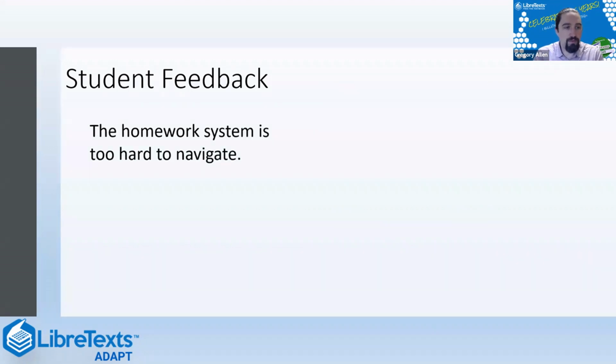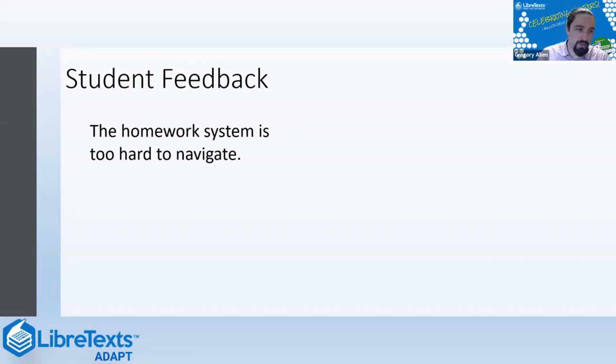As we continue with thinking about the feedback, the homework system is too hard to navigate. So as we think about students' ability, we don't want the barrier to be the system. We want the barrier to be the content knowledge. Well, I guess I should rephrase that. We don't want the challenge to an incorrect answer be that the student can't use the system and can't enter an answer. As instructors, we want the student to focus on the content. And if there are issues, we want it to be more aligned with their misunderstanding of the material rather than an inability to answer the question.